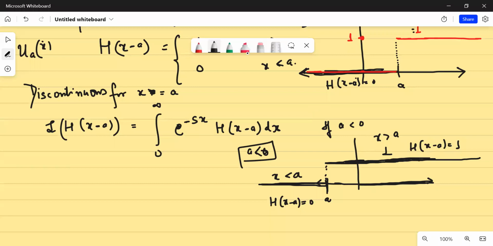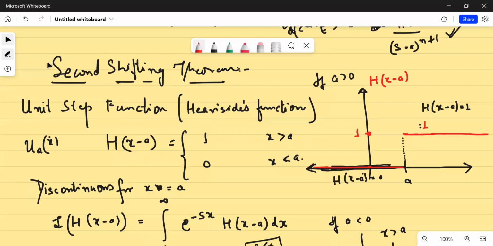Okay, is that fine, or should I repeat it again? See, what we are doing is trying to do the second shifting theorem. Point number 1. Before doing the second shifting theorem, I am first explaining what is known as a unit step function. You write it in this fashion, or in this fashion, one and the same thing, because the unit step function in literature is at times referred to as the Heaviside function. So I have written h of x minus a, and it is equal to 1 if x is greater than a. It is equal to 0 if x is less than a. Here is the graph.